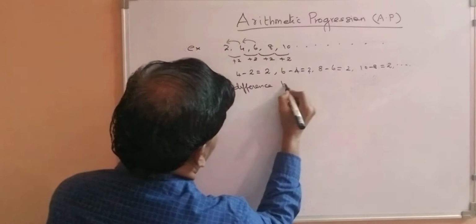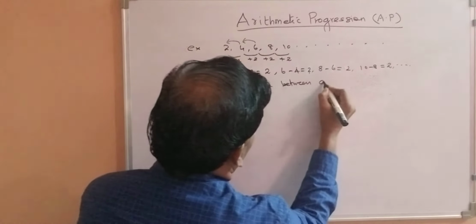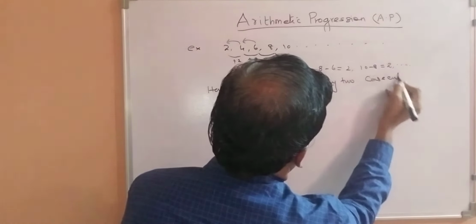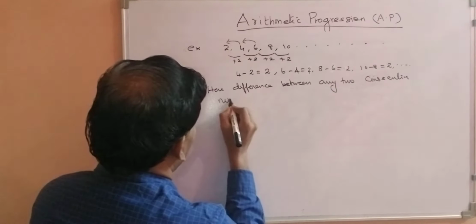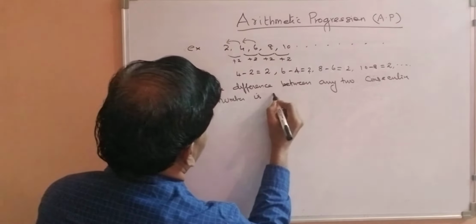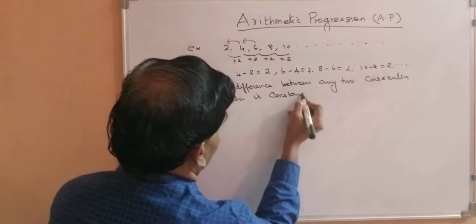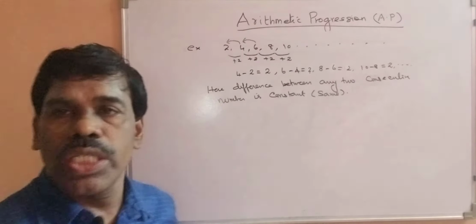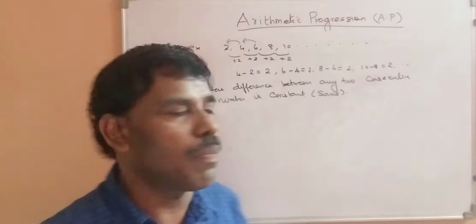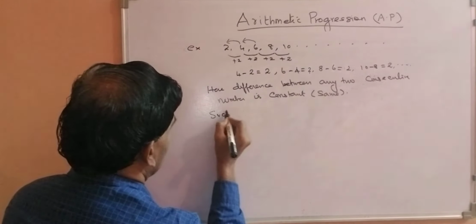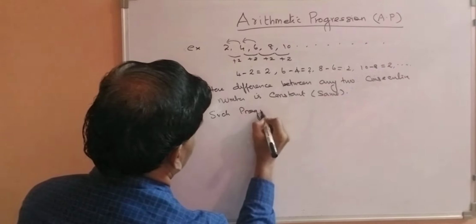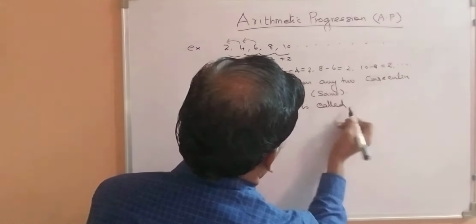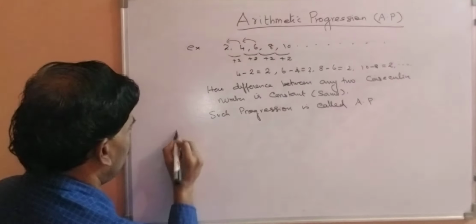Here, the difference between any two consecutive numbers is constant, means same. Such progression is called arithmetic progression. Such progression is called AP. That means definition we will write.